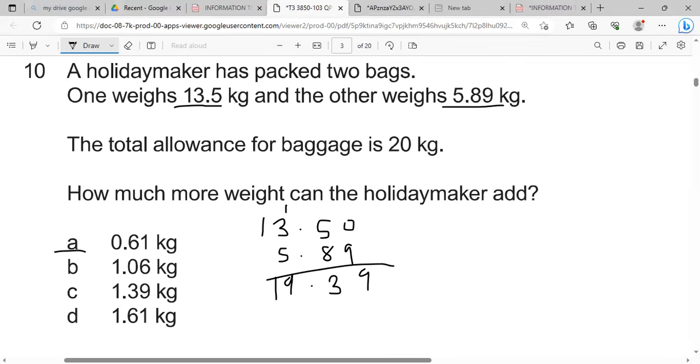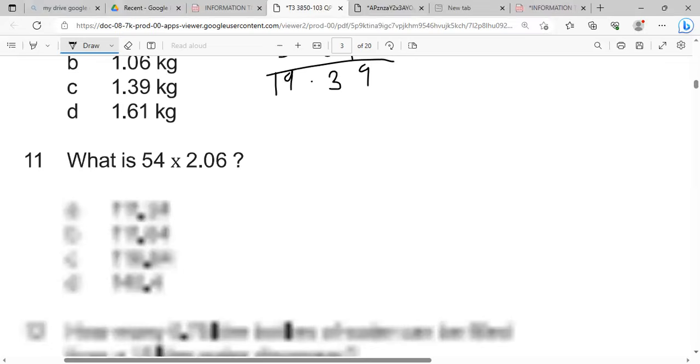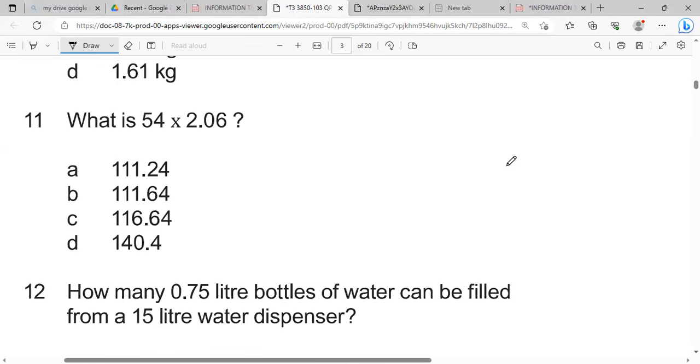All right, let's move on to number 10. What is 54 times 2.06? We're going to completely ignore the decimal point and just multiply by 54. Then we put back the decimal points.